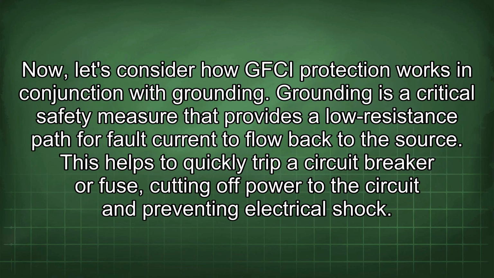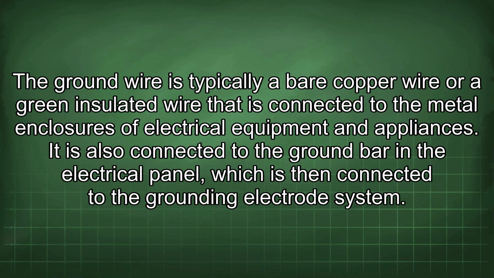Now let's consider how GFCI protection works in conjunction with grounding. Grounding is a critical safety measure that provides a low resistance path for fault current to flow back to the source. This helps to quickly trip a circuit breaker or fuse, cutting off power to the circuit and preventing electrical shock. The ground wire is typically a bare copper wire or a green insulated wire that is connected to the metal enclosures of electrical equipment and appliances.